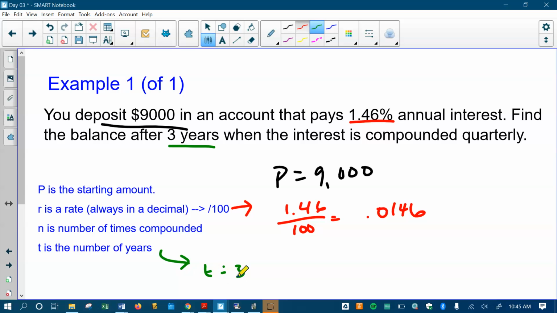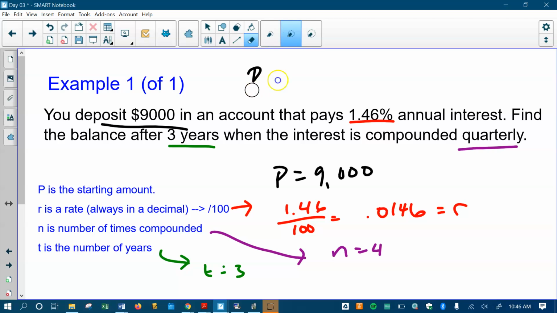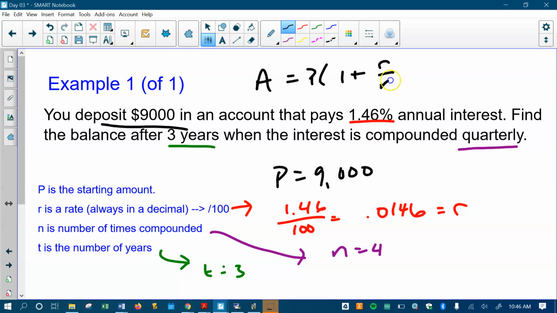And I'm just going to clean this up here. This was equal to R. And then for the purple part, it says quarterly. Quarterly is going to be equal to 4. Now we'll plug this in, and then I'm going to go over all the different ways you can compound. So A, the amount that you're going to have, is equal to P times 1 plus R over N, to the N times T.